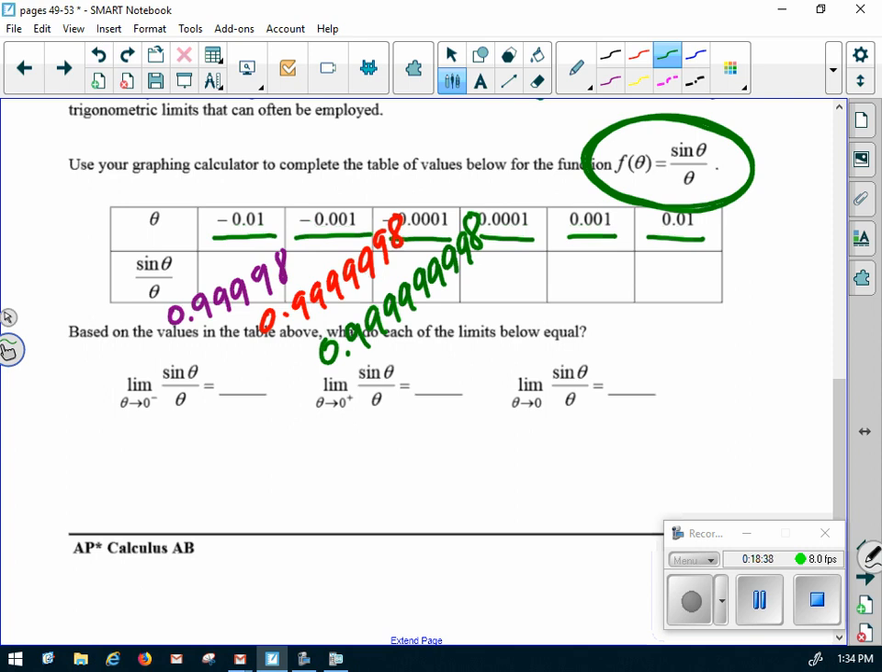Now, if you'll notice this number and this number, based on what the graph looked like, what do you think the y value is for this one? It's this one. That number goes right here. This number goes right here. And this number goes right here.